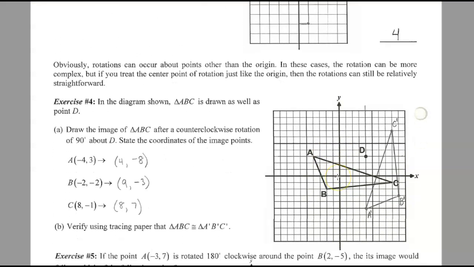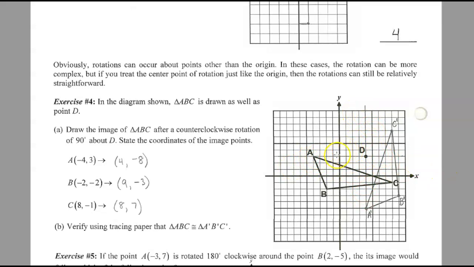In exercise 4, you've got your triangle drawn, you've got a rotation point at D, and we're trying to rotate 90 degrees. So this is a little bit tricky because what ends up happening here is we have to recalibrate the rotation center. And so point D creates two new axes, so to speak.